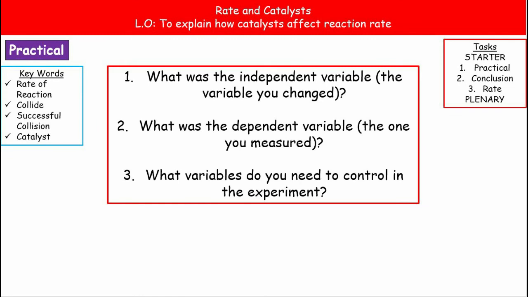So thinking about the method we've just written down, there are 3 questions on the screen for you to answer in your books. First one, what was the independent variable? Second, what was the dependent variable? And third, what variables do we need to control in the experiment? So answer those in your books for me. I'm going to give you about 5 minutes to do that.